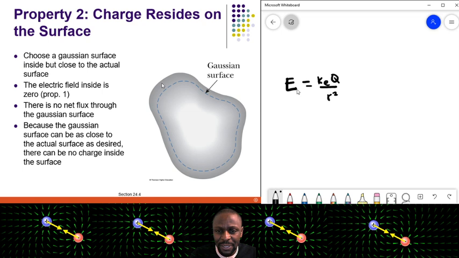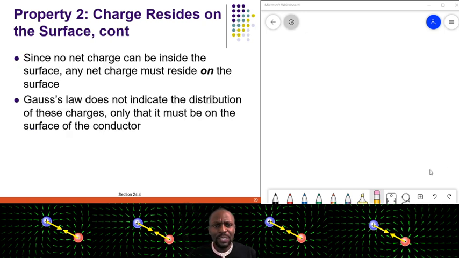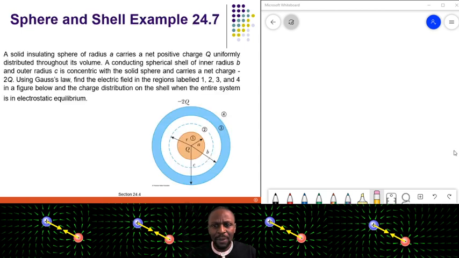Now, the moment we don't have electric field, it will mean that we are also not going to have flux, because flux also depends on the electric field. Right, so that's basically what the statements are saying. Now, since no net charge can be inside the surface, any net charge must reside on the surface. Gauss' law does not indicate the distribution of these charges, but it must be on the surface of the conductor. Now, as a last example in this chapter, let us do a sphere and shell, example 24.7.